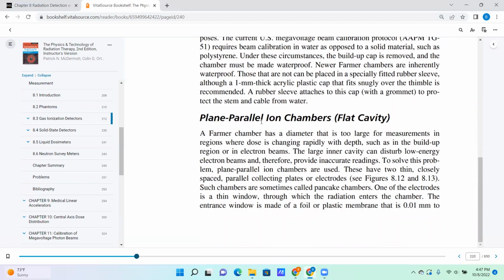Now, plane parallel ion chambers, or flat cavity chambers. The Farmer chamber has a diameter that's too large for measurements in regions where dose is rapidly changing, such as the buildup region or in electron beams. The large inner cavity can disturb low energy beams and therefore provides inaccurate readings. So to solve that, plane parallel ion chambers are used. They have two thin, closely spaced parallel collecting plates or electrodes. Such chambers are sometimes called pancake chambers. One of the electrodes is a thin window through which the radiation enters the chamber. The entrance window is made of a foil or plastic membrane that is quite thin.